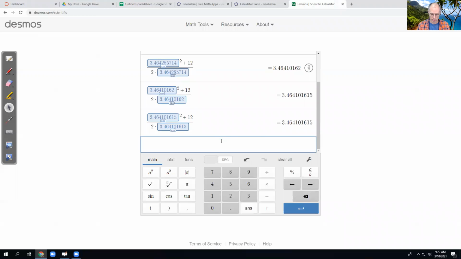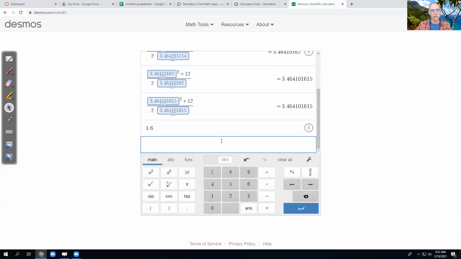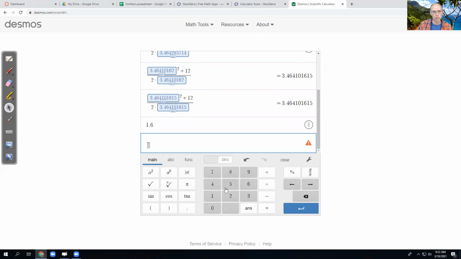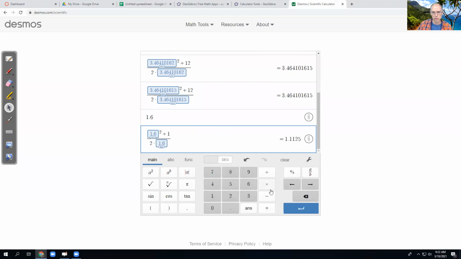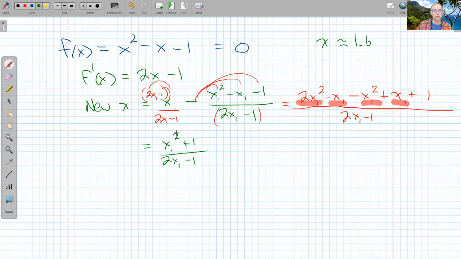So I make my first guess, which is 1.6, enter. And then I use the previous answer button as my x1, my previous x value. So my version of Newton's method for this function was my previous answer squared, plus 1, divided by 2 times the previous answer, minus 1. Let me double check I typed that right. That looks like a reasonable result to me. Plus 1 on the top, minus 1 on the bottom. Okay.